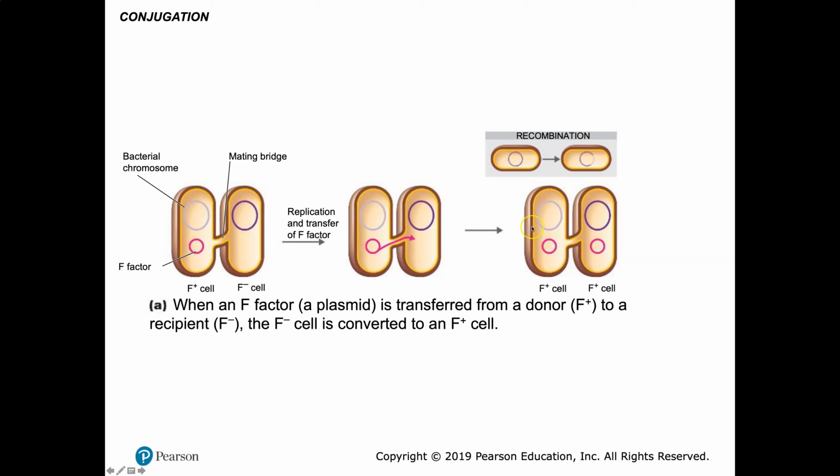And then at the very end, now you have two cells that both have the F plus plasmid, called the fertility plasmid. That's why it's the F plasmid, fertility plasmid. F plus means it has it, F minus means it does not. If a cell is F plus, then it has the fertility plasmid and can form this mating bridge. And that allows for cells to transfer genetic material as well. Okay, you can end up with recombination and transferring material between cells as well. Conjugation is very, very powerful.